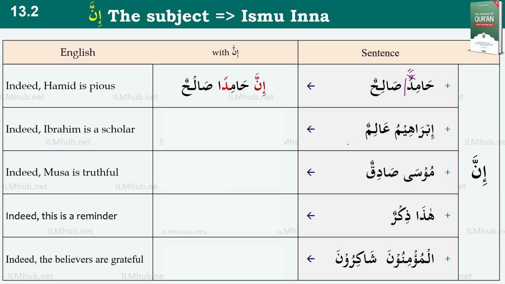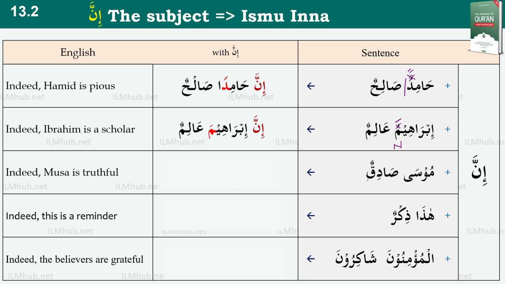And then Ibrahimu alimun, exactly the same principle. Inna Ibrahimu, please note it needs to become nasab when I add inna. So Ibrahimu becomes Ibrahima. And please note these are the set of words that don't take tanween. In the rafa there is Ibrahimu, Ibrahima in nasab, and Ibrahima in jar. So it becomes Inna Ibrahima alimun. Indeed, Ibrahim is a scholar.